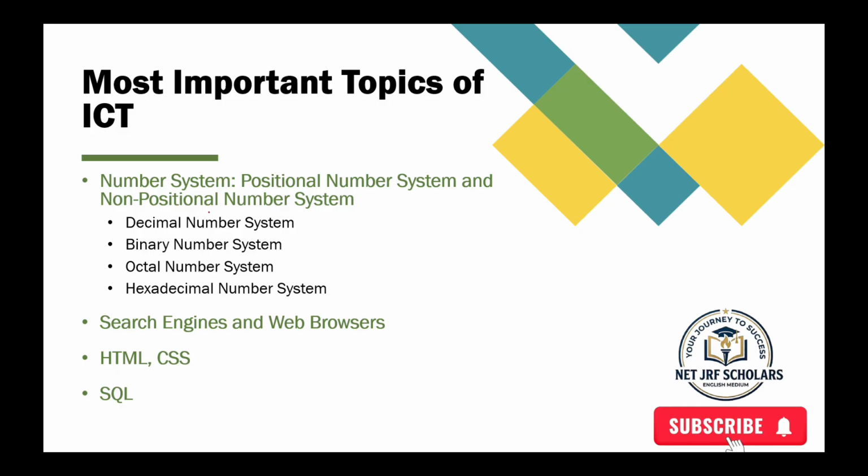So we'll start with the important topics in the ICT. The first most important topic is number system. So we have two different number systems, that is positional number system and non-positional number system. In the non-positional number system, we have decimal number system, that is from 0 to 9, and binary number system, that is 0 and 1, octal number system, that is 0 to 7, and hexadecimal number system, which starts from 0 to 9 and A to F.